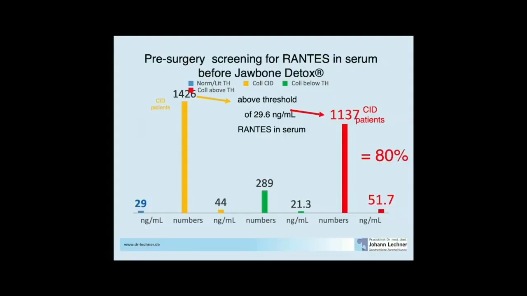Now, here we again have our cohort of 1,426 patients, and I want to show you how easy it is to see the medical relevance of RANTES. When we check RANTES in serum pre-surgery in these 1,426 patients, we get a result that 1,137, that means 80% of these chronic disease patients, have already in their serum a high RANTES level, which means RANTES is in some way connected to their autoimmune inflammation.